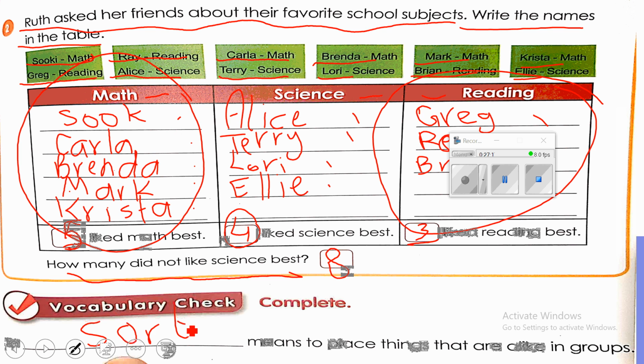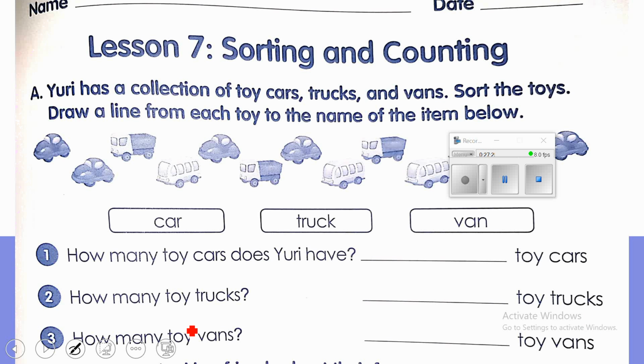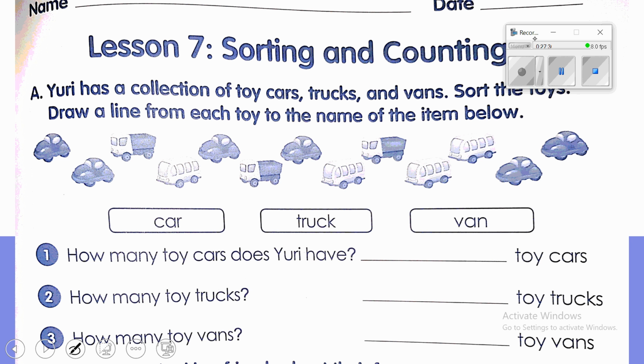Perfect. Here is your homework. I just read it for you. Here is Yuri has a collection of toy cars, trucks, and vans. Sort the toys. Draw a line from each toy to the name of the item below. Here we have different pictures for toys. Here we have car, truck, and van. If I want to see how many cars, I just draw a line. See? You have to do the same for all the objects.